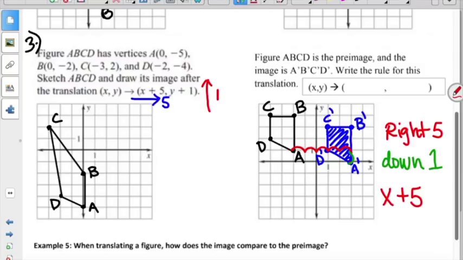So if you have 2 figures, you can easily write the rule by figuring out how many spaces they moved to the right or left, and then how many spaces they moved up or down. Okay, make sure you finish number 3.